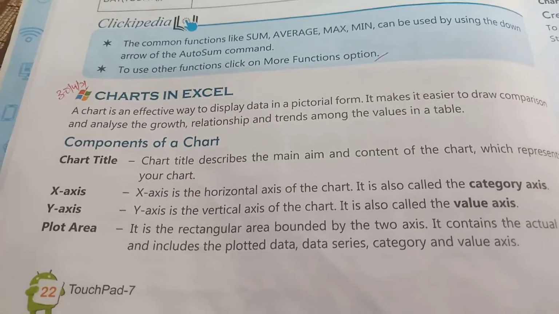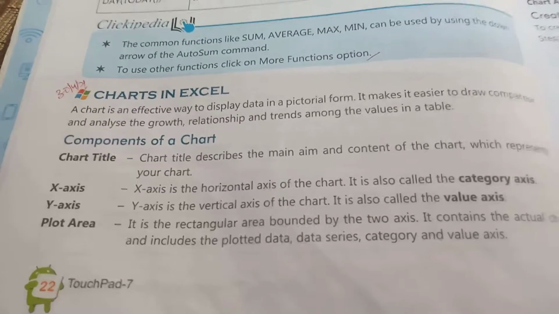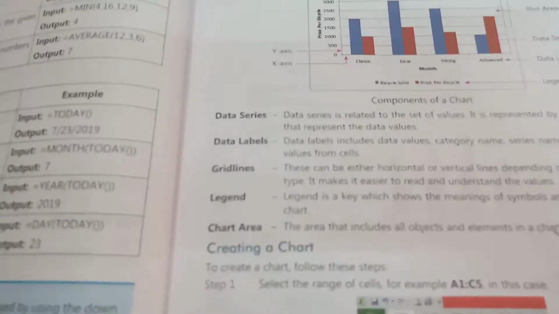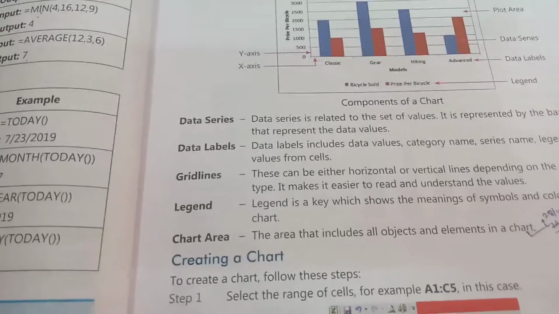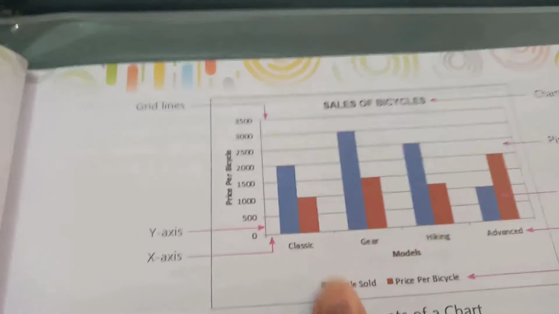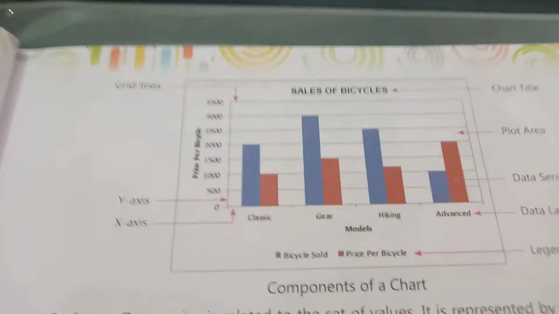chart in MS Excel. The components of a chart are: title, x-axis, y-axis, plot area, data series, data label, grid line, legend and chart area. All these are the components of a chart. Here we can see a chart is represented. Here, sales of a bicycle is the chart title.